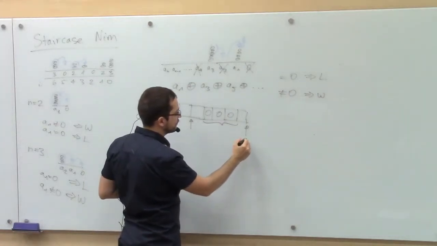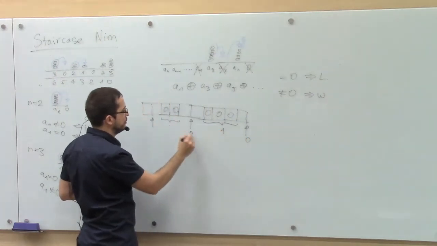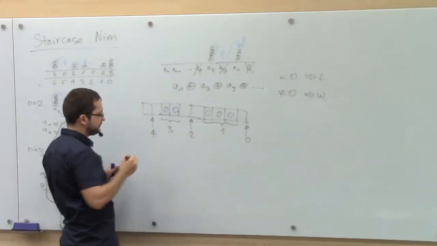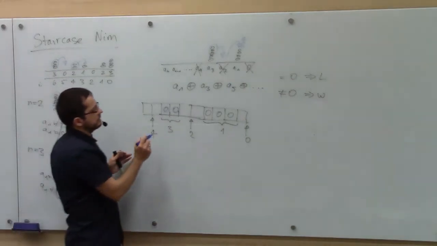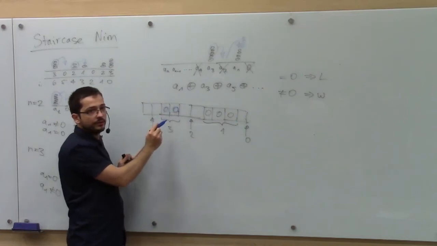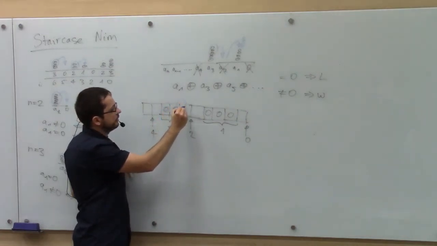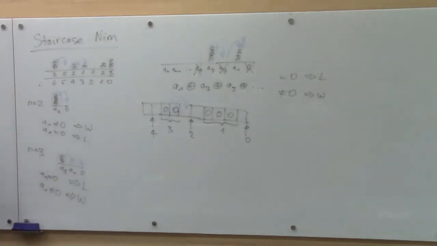Let's number these groups from right to left. So here we have group 0, 1, 2, 3, 4, and let's look at the moves we can make. Okay, so we said that we can take this coin and move it here. What will happen to our groups after this move?